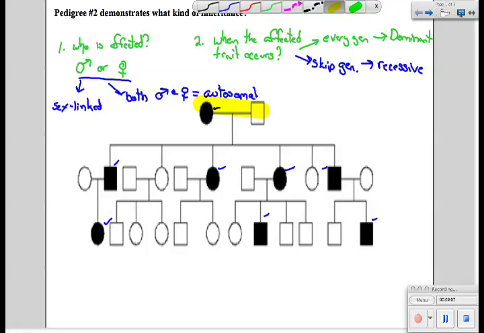Now we need to determine if it is a dominant or a recessive trait. Let's see when the trait occurs. It occurs here in the first generation. It occurs in individuals here in the second generation, and individuals here in the third generation. This means that this is a dominant trait. So it would be autosomal dominant is this particular type of inheritance.